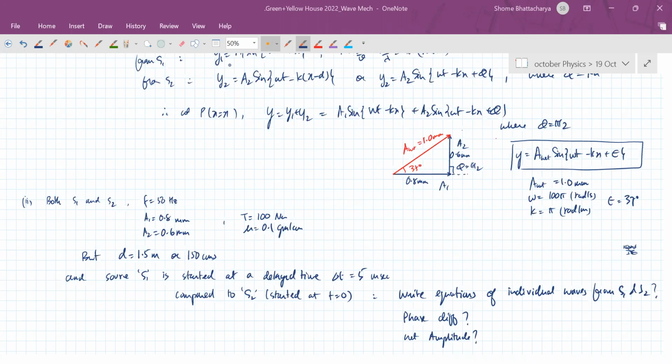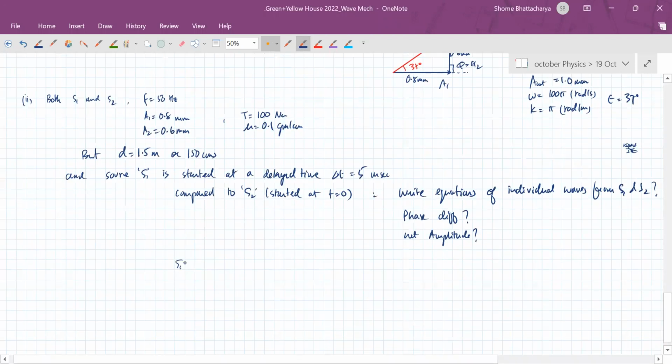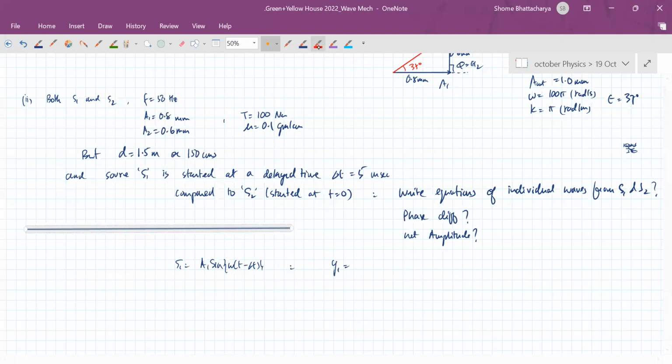Okay, people, let's understand this in detail now. What is happening is that the first source is not starting at t equal to 0. It is starting with a delay, so it will have an equation of oscillation like this. The wave it produces is traveling a distance x again. The source S1 is located at x equal to 0, but it starts at t equal to delta t. The source S2 is located at x equal to d, but starts at t equal to 0. Both are of the same frequency f and amplitudes A1 and A2.